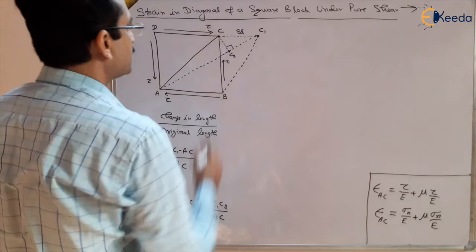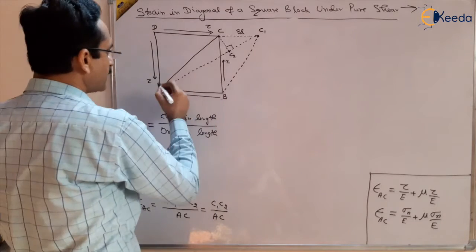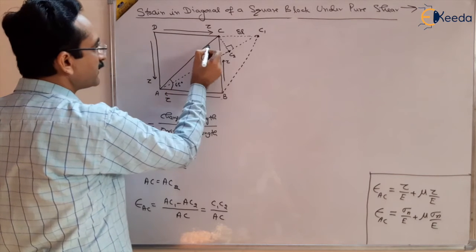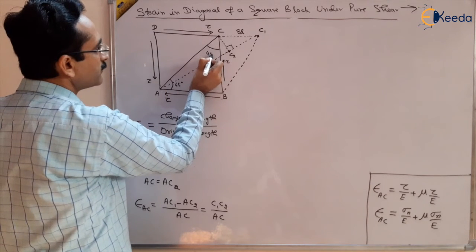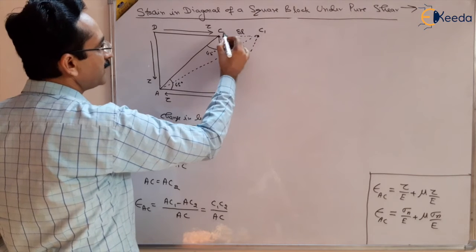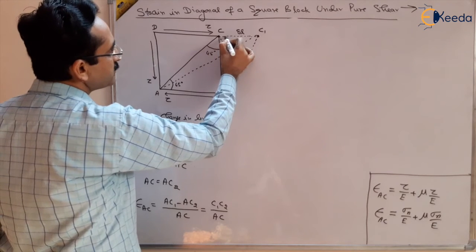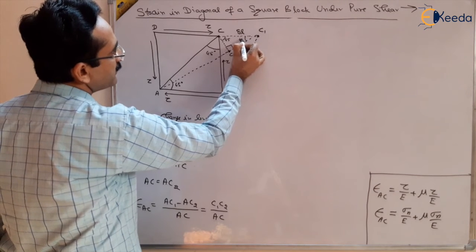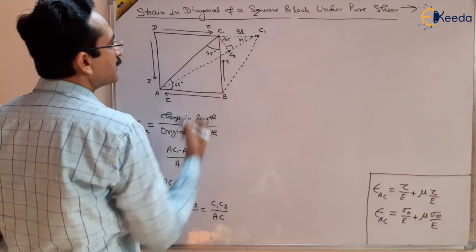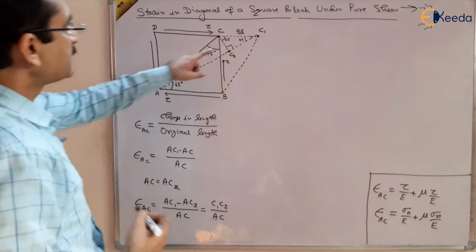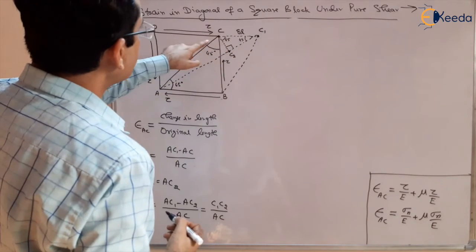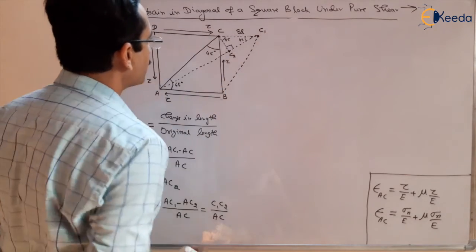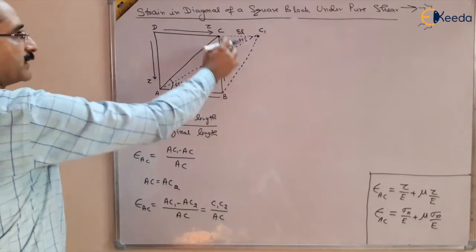C1C2 is perpendicular to AC. And if this is a diagonal of a square, this angle must be 45 degrees. This angle must be 45 degrees. In that case, if it is 90 and it is 45, this must be 45 and this must be 45. So this is a right angle triangle. So in this right angle triangle, you can see that C1C2 will be equal to CC1 cos 45. CC1 cos 45, you can see here in this triangle.